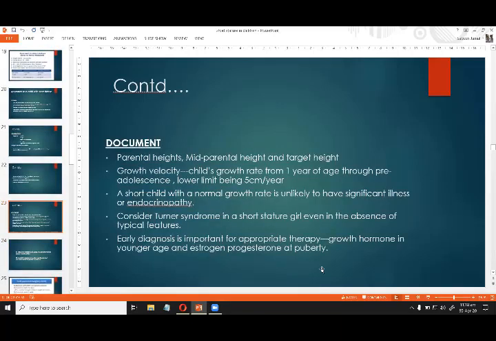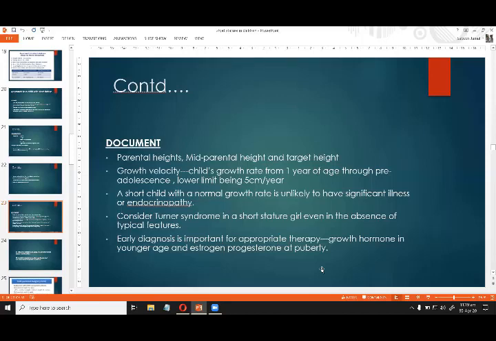Having done the examination, you have to document the parental height, mid-parental height, and the target height. Determine the growth velocity of the child. That is the growth rate from 1 year of age through pre-adolescence. The lower limit is that it has to be at least 5 centimeters per year. That is, a child should be growing at least 5 centimeters in a year. If this growth rate is below 5 centimeters, then you have to undergo some workup. A short child who has a normal growth rate is unlikely to have some endocrinopathy or significant illness.